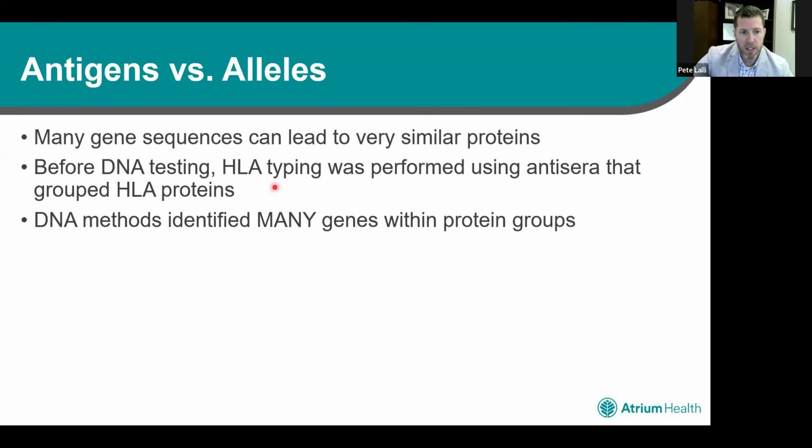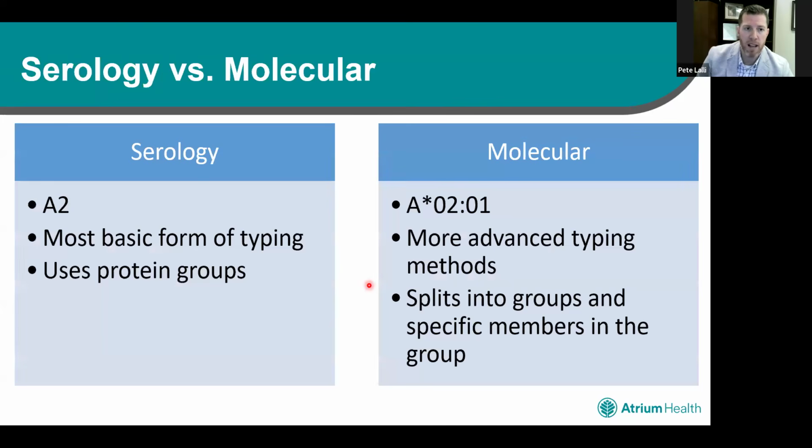And before we did our HLA or our DNA-based testing, as I said, the HLA typing was performed using these antisera that grouped the HLA proteins. Well, now that we've been able to use DNA, and now even further, now that we're using next generation sequencing for virtually all of our HLA typing, the DNA methods can identify many, many more genes within a specific protein group. So if we look at those protein groups that we talked about before, but now look at the genes themselves, we can see that there's a lot more variation in them.